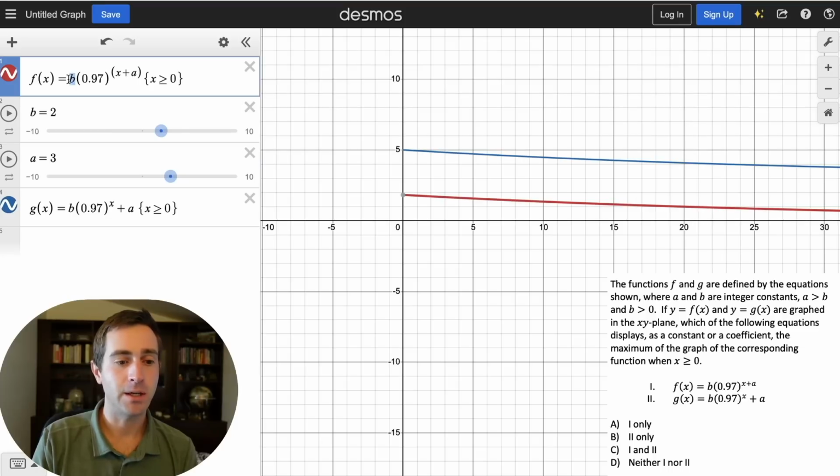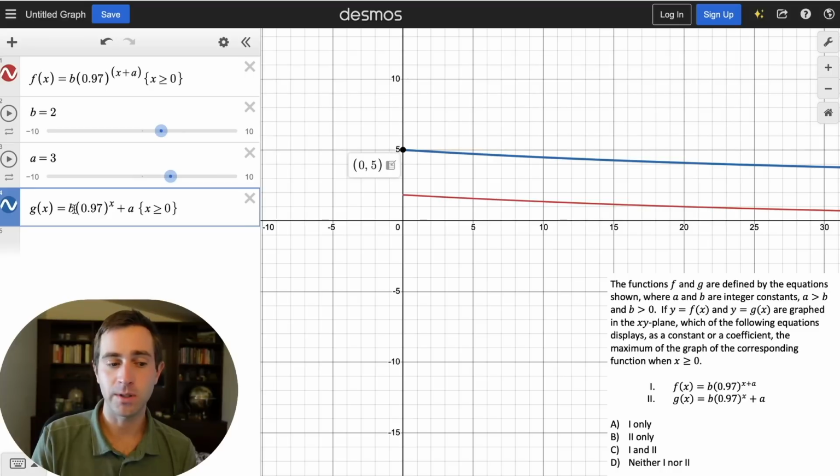But now what we need to understand is we know to go back, if that maximum is being shown as a constant or coefficient, it means it needs to be equal to whatever the b value is. Well, b is 2, but if we go to f of x, our y-intercept or our maximum is 1.82535, so that's definitely not going to show it as the constant or coefficient. Now, as we go to g of x, we can see once again it's not equal to b, it's equal to b plus a, so it is not being shown as a constant or coefficient, it's being shown as constants.